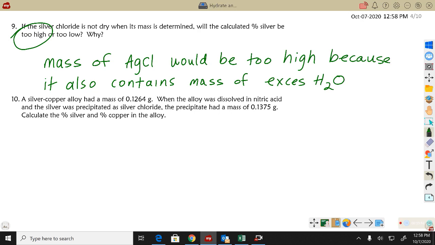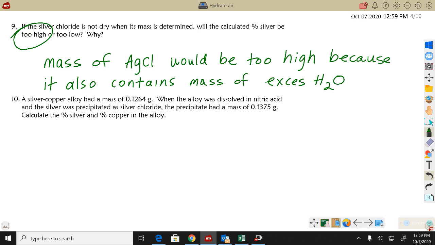The mass of the original alloy sample was 0.1264 grams. When the alloy was dissolved in nitric acid, the silver was precipitated as silver chloride, and this time the mass of the silver chloride precipitate is 0.1375 grams. And from there, you can take those two numbers, run through the exact same set of calculations to get the percent silver and copper. So this one, feel free to run through on your own.